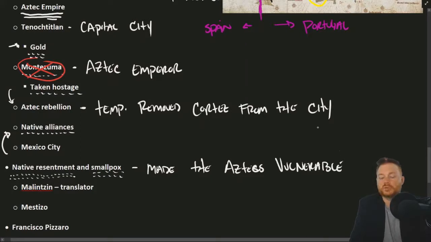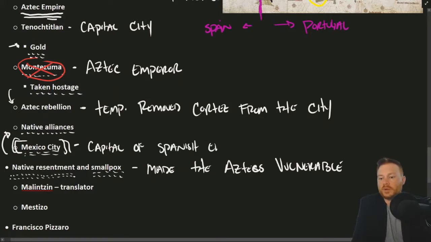Right, made them vulnerable. When Cortez returned, he was successful. Tenochtitlan was conquered, and the city was renamed to Mexico City. We might say about Mexico City, this became the capital of the Spanish Empire in the New World.